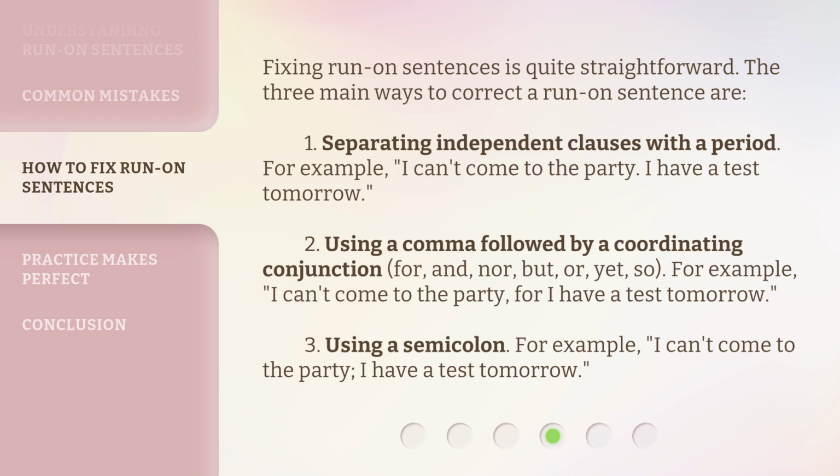2. Using a comma followed by a coordinating conjunction: for, and, nor, but, or, yet, so. For example, I can't come to the party, for I have a test tomorrow. 3. Using a semicolon. For example, I can't come to the party; I have a test tomorrow.